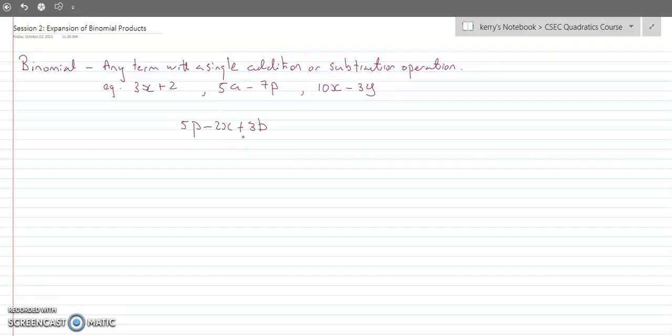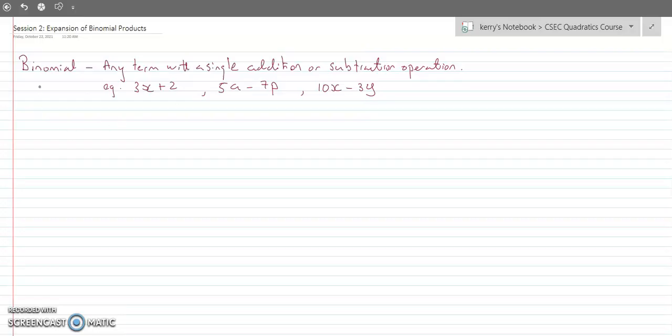What about this one here? This here has a subtraction and an addition, still not a binomial. There are one, two, three terms here. It doesn't matter how much division or multiplication you have. A binomial depends on just how many additions or subtractions you have.